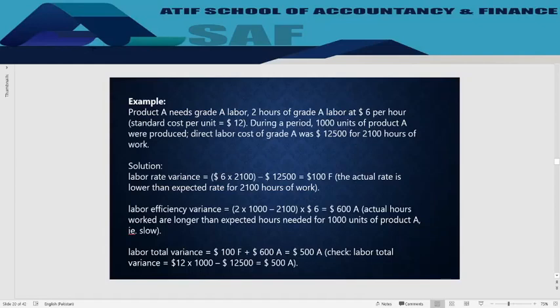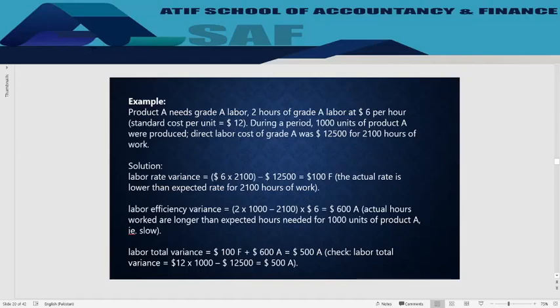Direct labor cost of grade A was $12,500 for 2100 hours of work. Requirement is the calculation of labor rate variance and labor efficiency variance. For the calculation of labor rate variance, we have to consider the actual hours worked, actual hour worked at the actual rate and actual hour worked at the standard rate. The difference of these two gives you labor rate variance.